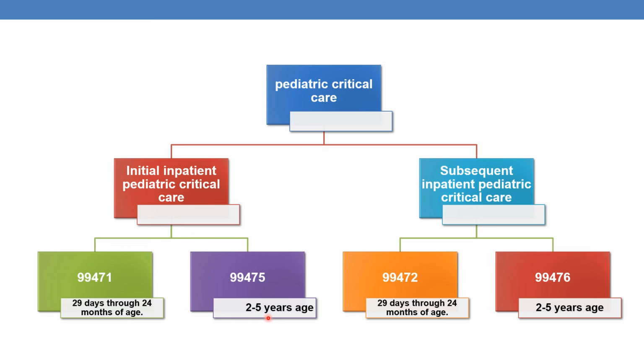And if the child is 2 to 5 years of age, you need to report 99475 for the initial inpatient pediatric critical care. Similarly, the subsequent inpatient pediatric critical care codes are, if the child is 29 days to 24 months of age, you need to report 99472. And if the child is 2 to 5 years of age, you need to report 99476. And if the child is 5 years or above, you need to report 99291 and 99292 that we have discussed earlier.